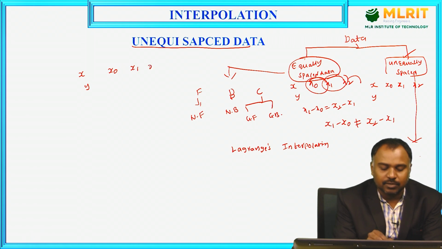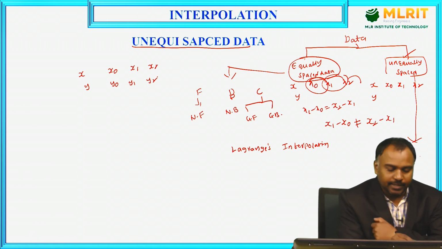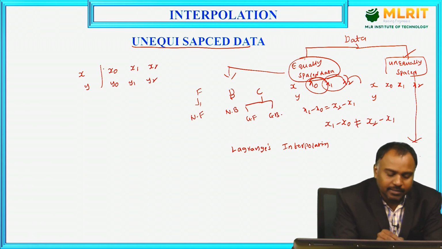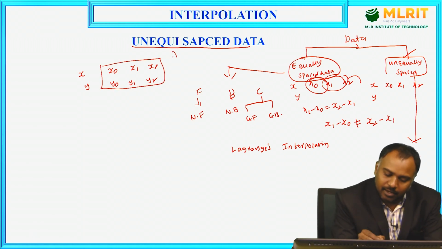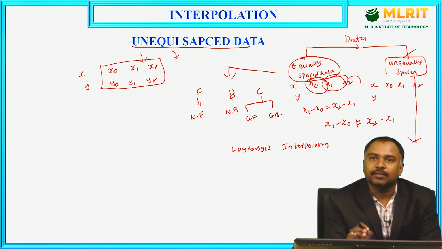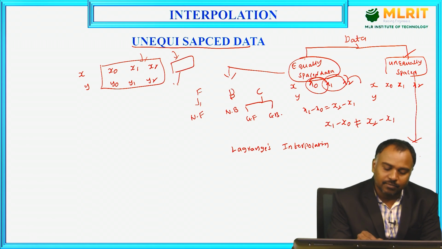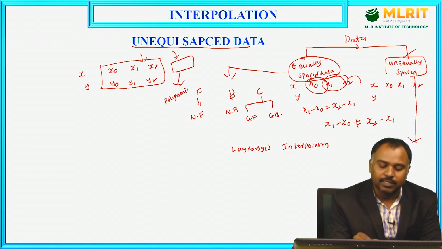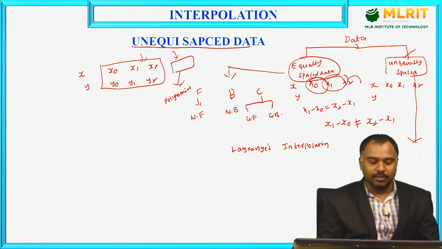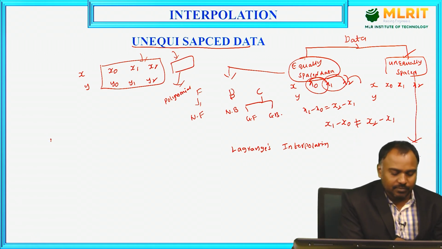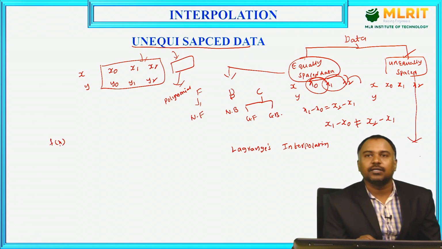So how are we going to find the Lagrange's interpolation? You have some values x0, x1, x2 and the respective y values y0, y1, y2. We want to find any value that lies inside or maybe outside. If it lies inside, we are going to find the value using the given values. If it lies outside, we are going to estimate the polynomial. If it lies inside, we find that value using this particular formula.